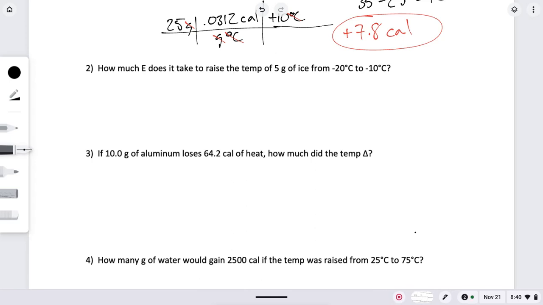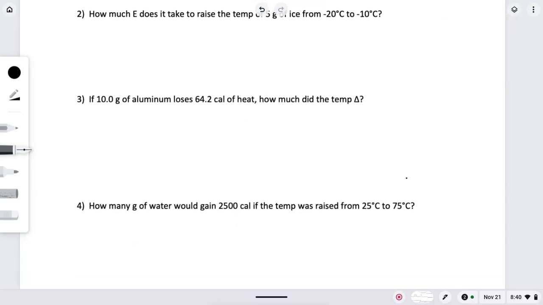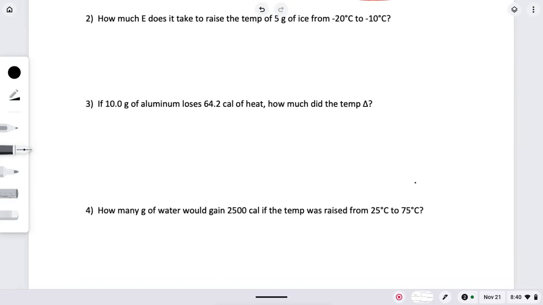So number two is a lot like number one, but three is a little bit different. So I'm going to show you how to set it up. I'm not going to do it for you, but if I'm solving for a temperature change, all I do is a little bit of algebra from the equation above. So change in temperature is going to be my Q divided by a mass and a specific heat. That's how I would get it if I was just using the equation.